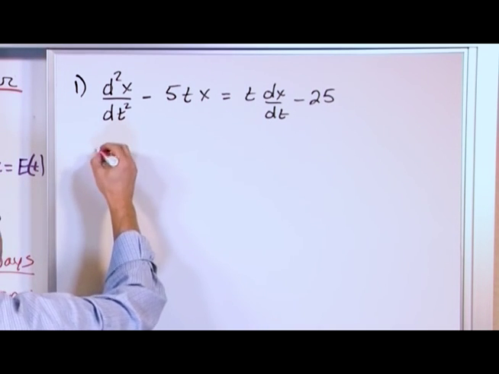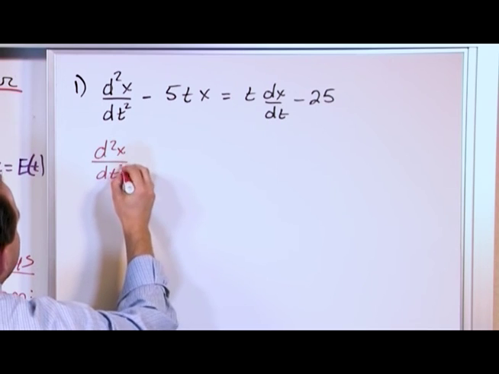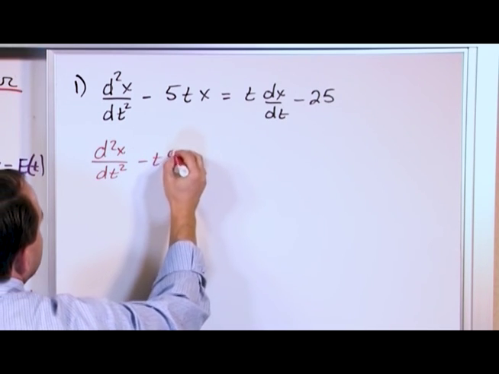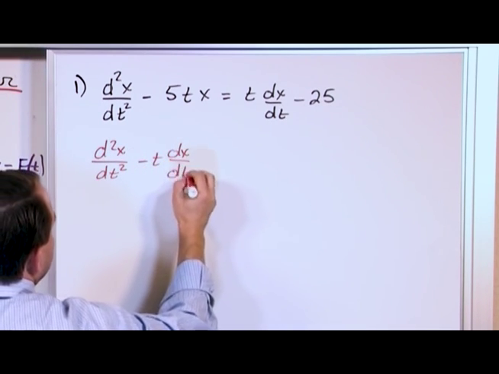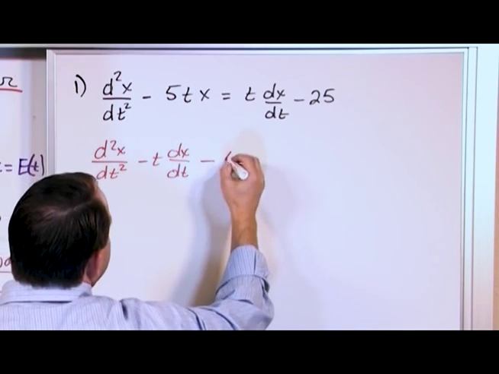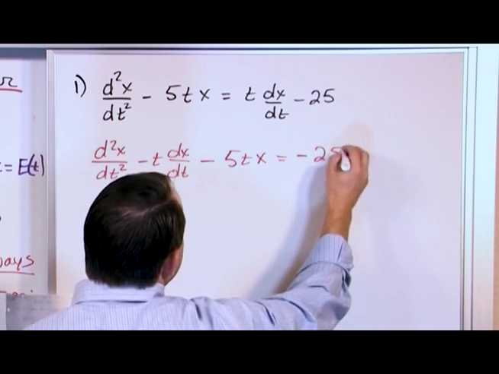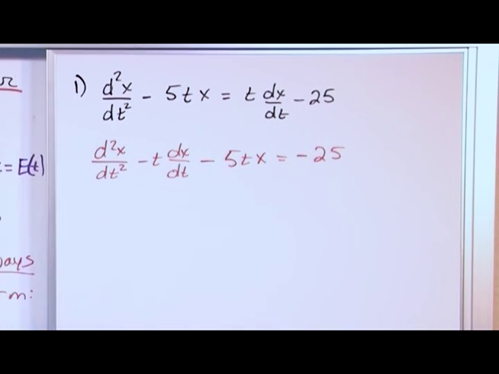So what I'm going to do when I do that is second derivative of x with respect to time minus t dx/dt, just pulling this guy over with a minus sign. This guy stays the same, 5 times t times x, and I'm going to leave for now the negative 25 over on the right-hand side. Now look at this and ask yourself, is this linear or nonlinear?